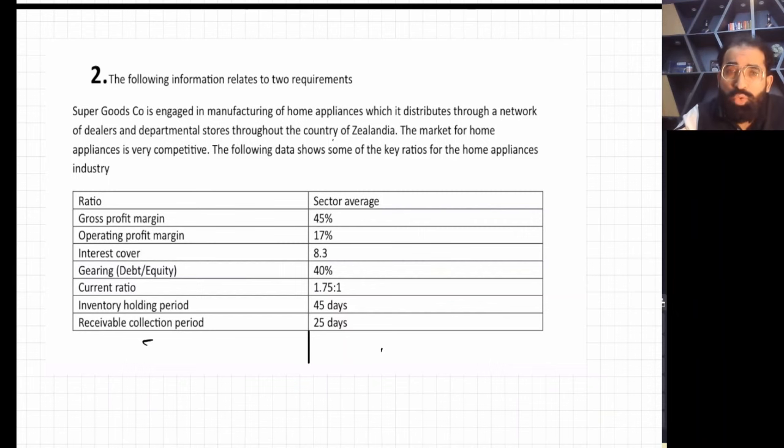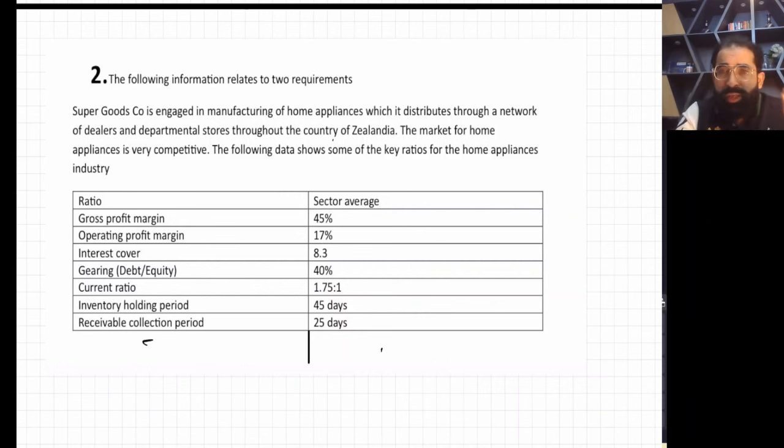The name of the question is Super Goods. This question is also available on the ACCA website. I would recommend you to first solve this question yourself and then watch this solution. Still, this solution will help you a lot. I have taught in a very different style. So be very active during the lecture and note down each and every point. Without wasting any time, let's start this question.